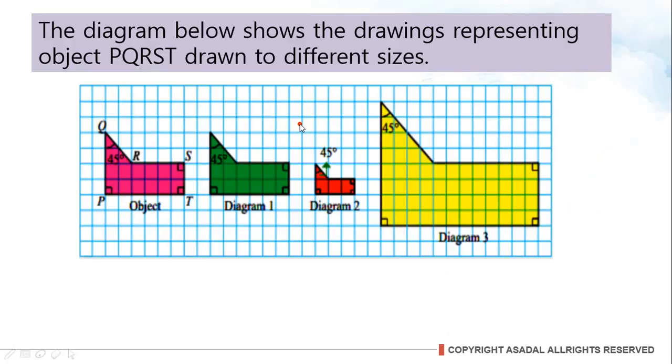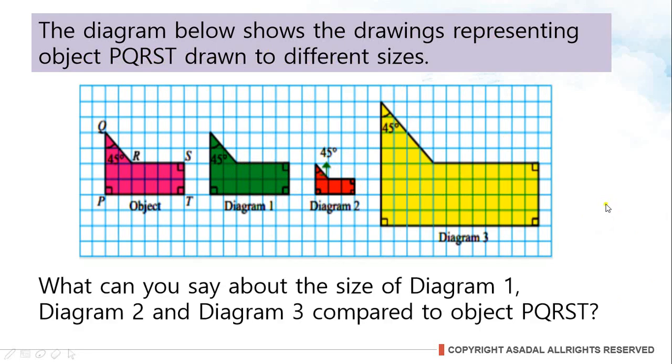Okay, the diagram below shows the drawing representing object PQRST drawn to different sizes. Look at diagram 1, diagram 2 and diagram 3. What can you say about the size of diagram 1, diagram 2 and diagram 3 compared to object PQRST?